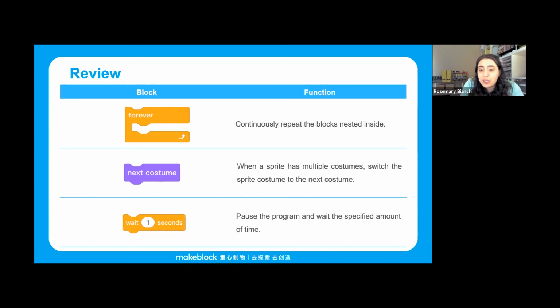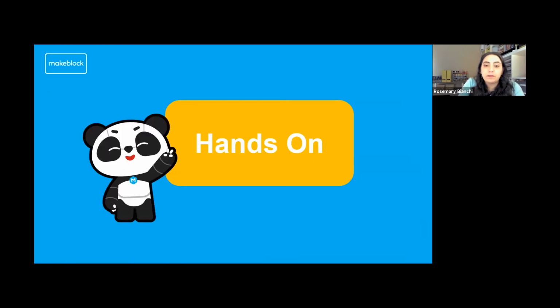which allows us to pause the program and wait the specified amount of time. So it allows us to add a delay into our program, which is a great tool that we used in the last lesson to slow down how quickly Panda appeared to be running in place. Because without the wait block, Panda was running very fast. So we've now helped Panda walk in place.